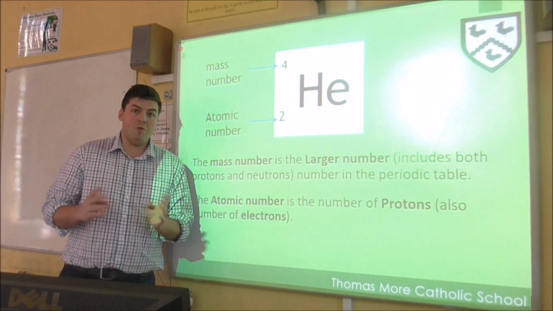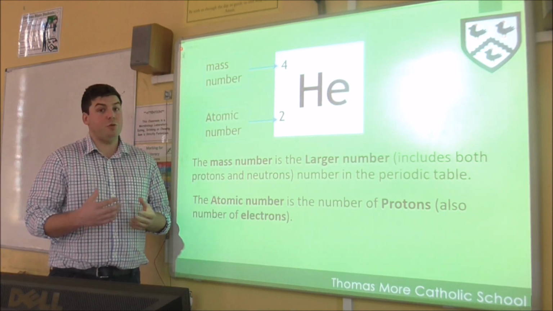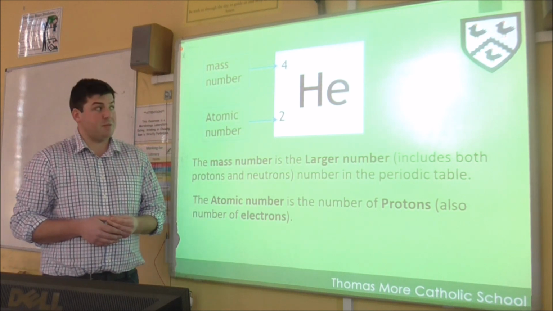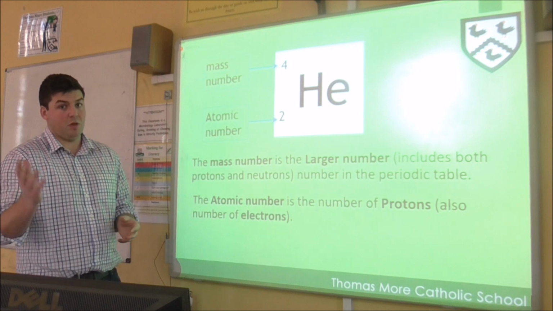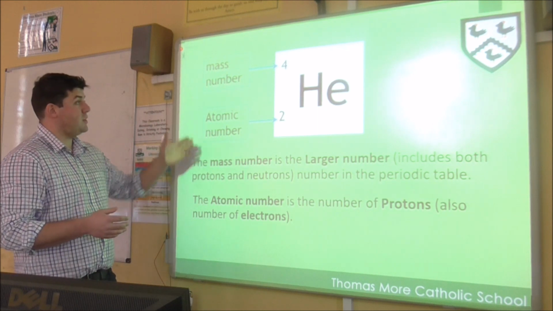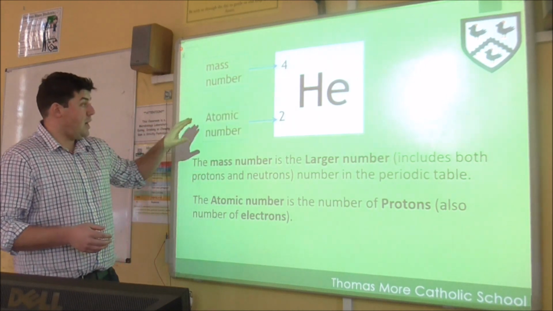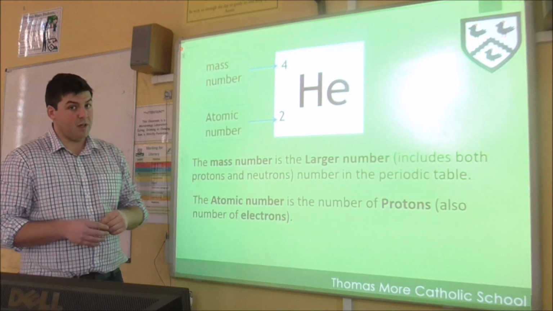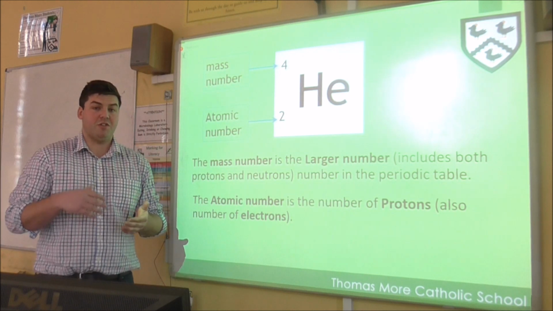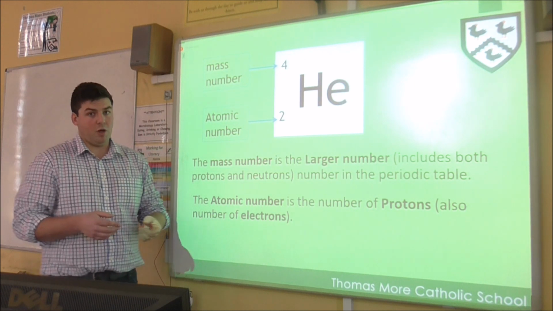Okay, so hopefully you got them right, but if you didn't, here's a quick way to check and to make sure you understand how we work this out. I've put a helium atom, and I've drawn this tile using PowerPoint. Your key's probably a lot nicer than mine. But what you can see here is that the larger number is the mass number and the smaller number is the atomic number. It's like that for every example apart from hydrogen, because hydrogen has a mass of 1 and an atomic number of 1.